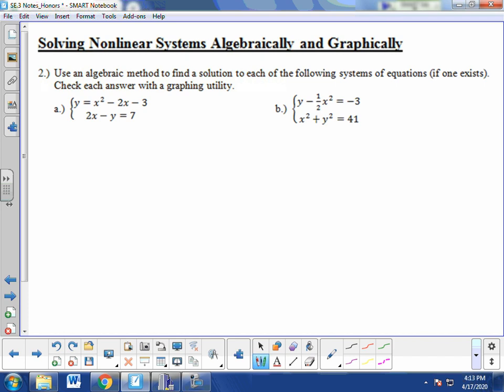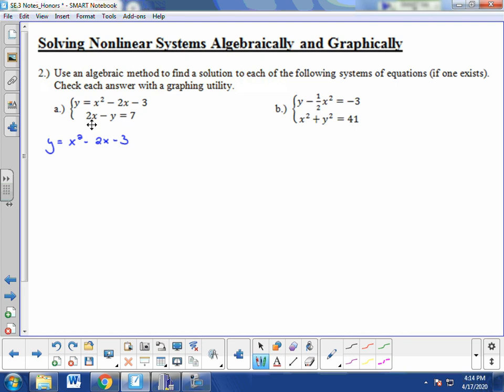If you know how to do elimination, or if you watch one of the additional resources videos that explains how to do elimination and you like that method, you understand it, go ahead. But I'm going to simplify things and just use substitution here. So basically what I want to do to solve these algebraically, and then we're going to check with the graphing utility, is get both equations set equal to y. So the first equation is already set to y. y equals x squared minus 2x minus 3. That one's good.